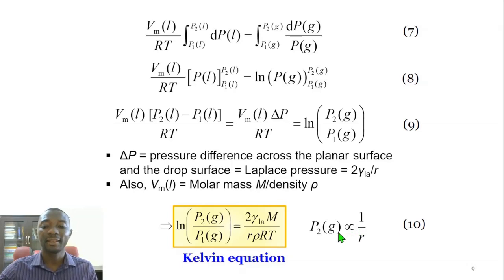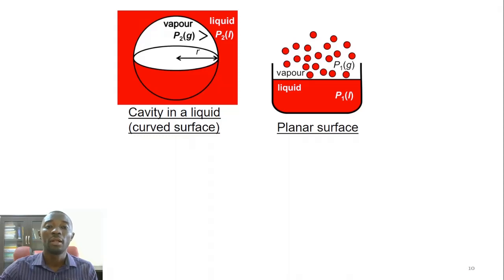That is to say that if we have a small drop, of course the radius will be small, then the vapor pressure will be higher than if we have a large drop with a large radius, as the case may be. Let us advance this equation to a cavity. A cavity in a liquid represents our curved surface in this case. Compare that to a planar surface. A cavity is the opposite of a drop.